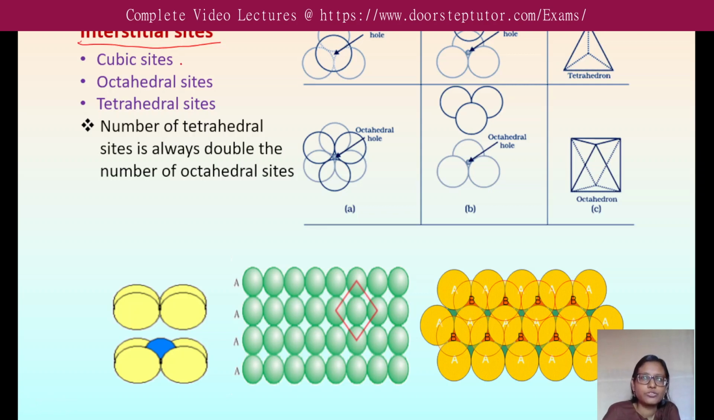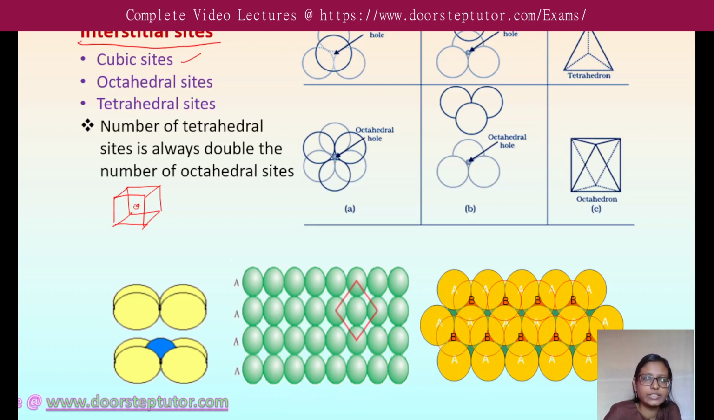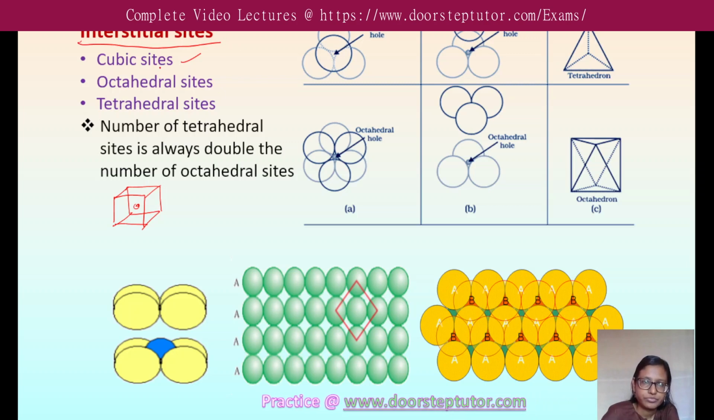First is the cubic site. When we arrange atoms at the vertices of a cube, there will be some empty space left at the body center. This is known as the cubic site. Interstitial sites are these empty spaces left after packing the atoms in a crystal. These are also known as voids or holes.